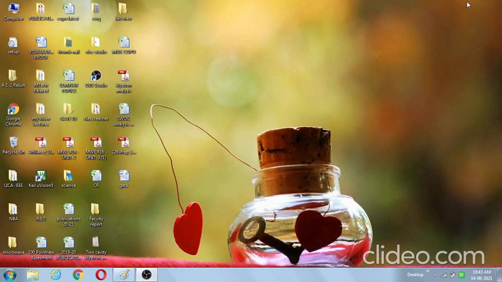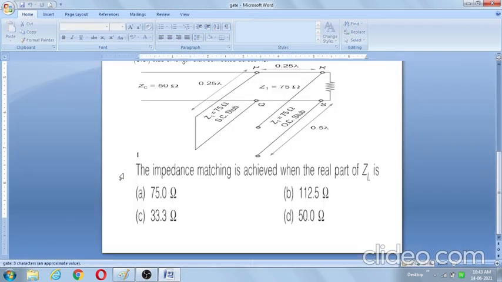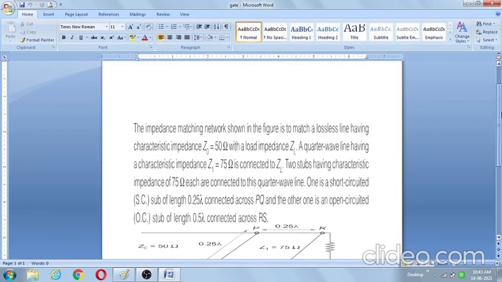Now I am going to explain the previous paper GATE question from EMWTL subject. GATE 2021 question. So this is the question from EMWTL subject.